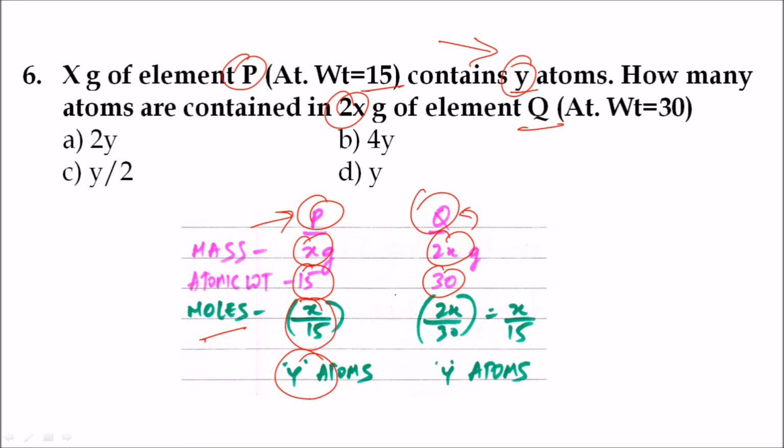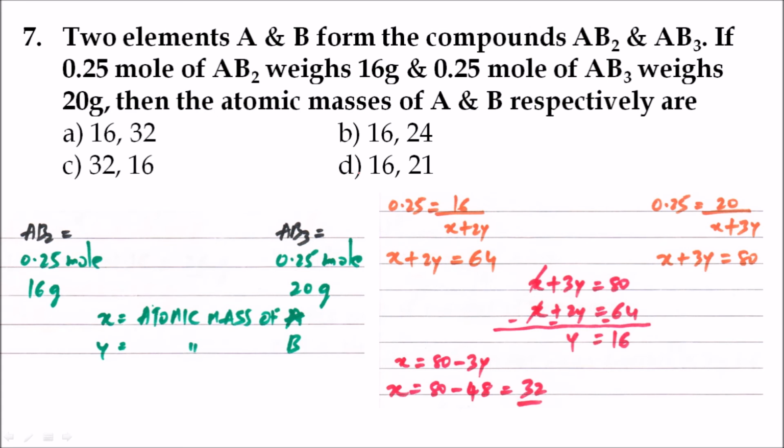Now what about next one? Element Q, if you find number of moles here, 2x by 30, so we'll get again x by 15 only, right? So it means what? Number of moles is same, right? And if you take number of moles equal, it will be having equal number of atoms. So if P is having Y atoms, then Q should also have the same number of atoms because they're having same number of moles. So the right answer for this question is option D, Y atoms. Okay, let us take 7th question now.